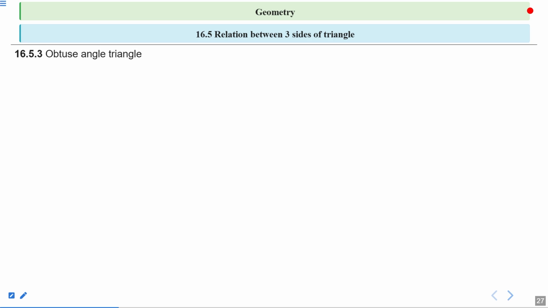Now the relation between the three sides of a triangle when the triangle is an obtuse angle triangle. This is the diagram of an obtuse angle triangle. C is the largest angle and side C is the largest. So when the triangle is obtuse, C square is always greater than the sum of A square plus B square.